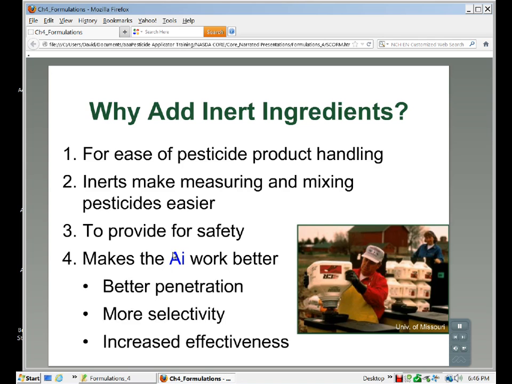And remember, companies are competing in the marketplace. If they add inert materials that give their product a competitive boost in penetration, selectivity, or increased effectiveness, they will, and they will market those advantages.